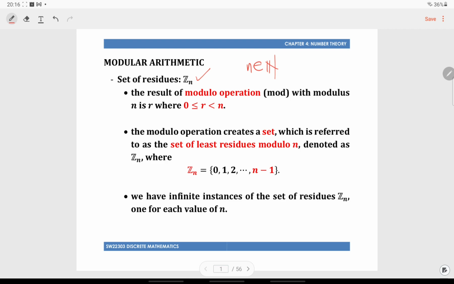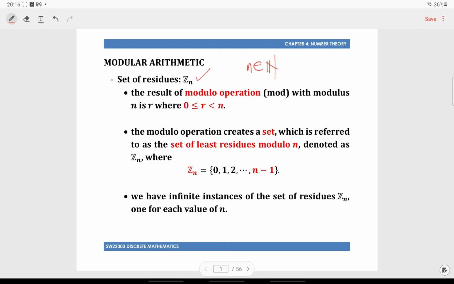The set of residues, denoted by Zn, is the result of the modular operation. We go back to the modular operation. The modular operation is looking for the remainder. When we do the division, we are looking for the remainder. The result of the modular operation, or simply mod, with modulus n is r, where the remainder r is greater than or equal to 0. That means it could be 0, but if it is not 0, it must be less than n, which is the value of the modulus.